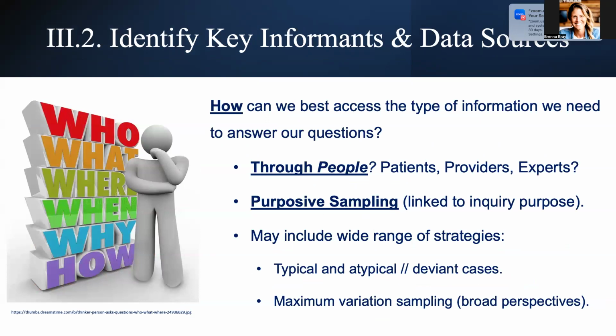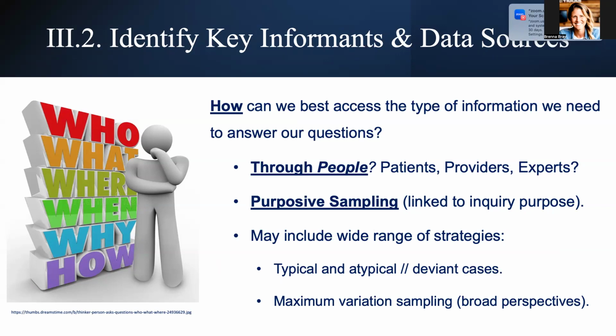So when we're thinking about how do we identify key informants and data sources, right? That's really something that is going to influence the data that we collect and how we can use it. So we want to have a think about how we can best access the type of information that we need to answer our questions. So we might ask, is it through people, right? Are people going to be the best informants and data sources? Do we want to be interviewing patients? Do we want to be interviewing providers? Or do we want to be interviewing experts?